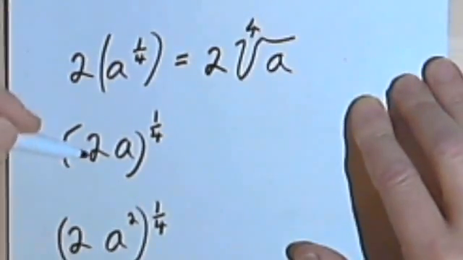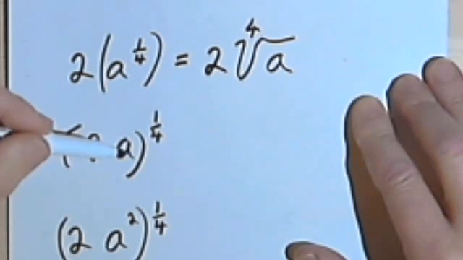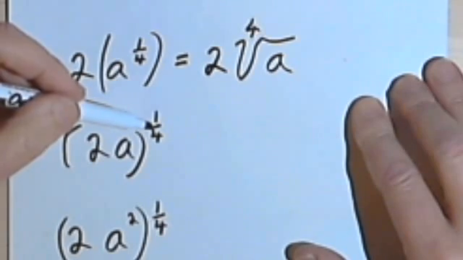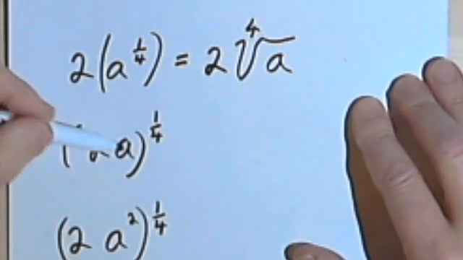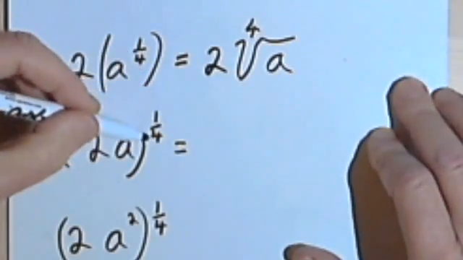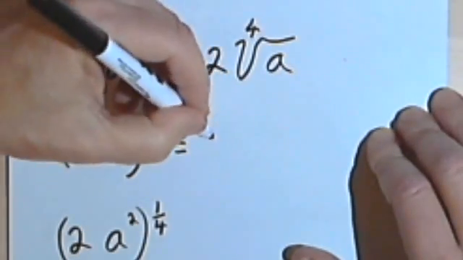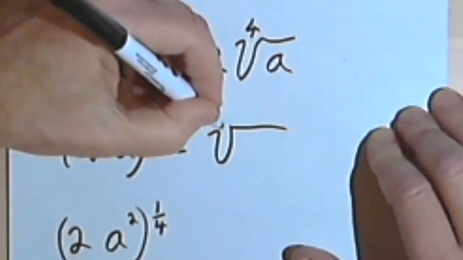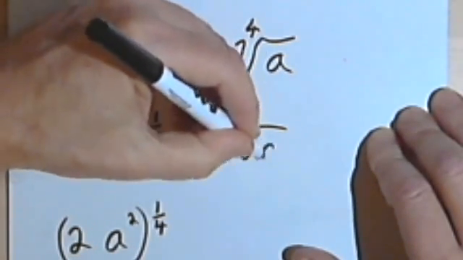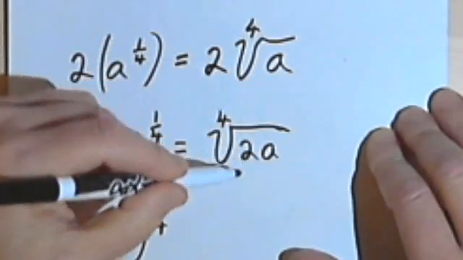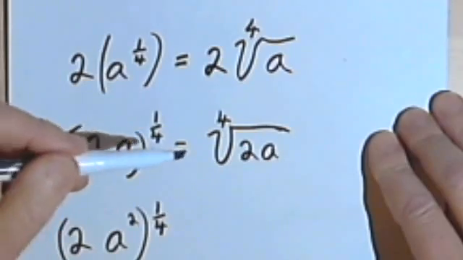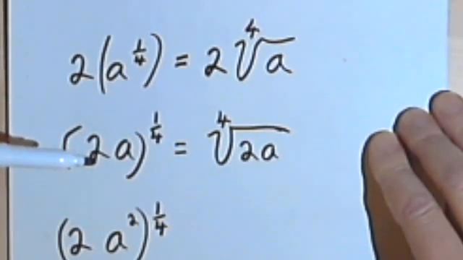Now compare that with this next one, (2a) in parentheses, raised to the 1/4. Well, that means that the 2a is going to go under the radical sign, and I'm going to take the 4th root of it. So I'm going to have my radical sign. My index is 4. And under the radical sign, I'll write a 2a. And I could put parentheses around the 2a and a little 1 exponent, but that's really unnecessary.